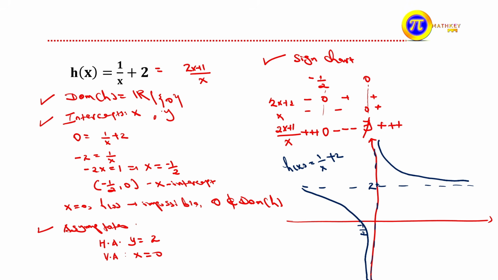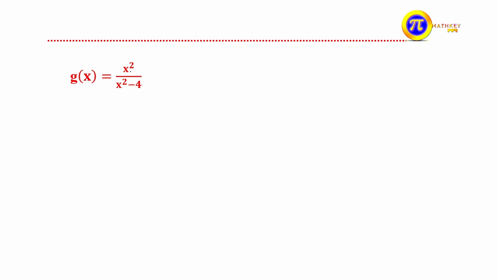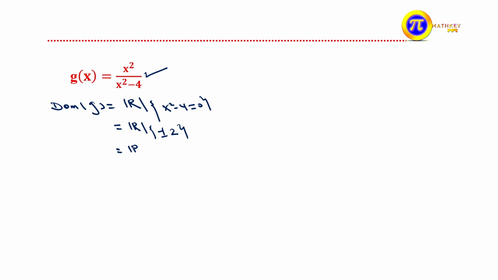Let us see the last one. Last one, it says g of x is equal to x square over x square minus 4. As we did before, what is our first task? Determine the domain of g. The domain of g becomes all real numbers except the zeros of the denominator. That means x square minus 4 is equal to 0. Which is all real numbers except what? X square is equal to 4 means plus or minus 2 except this. Or x is equal to negative 2 or x is equal to 2. Or this is all real numbers except negative 2 and 2.